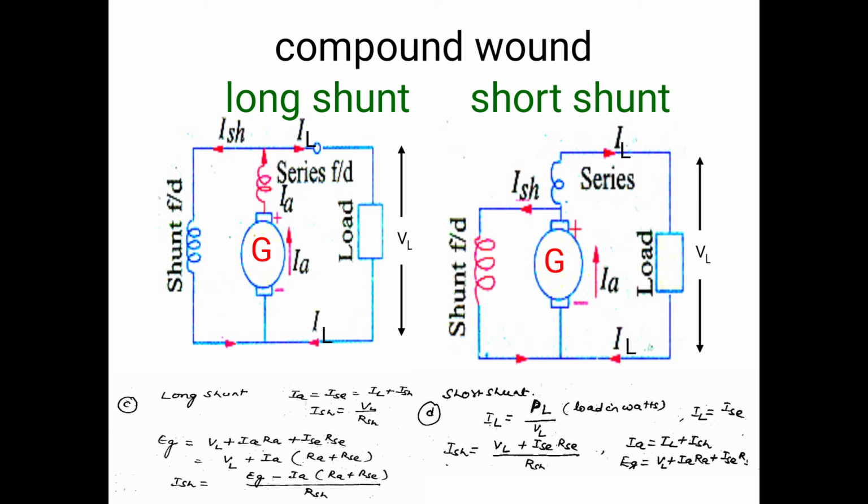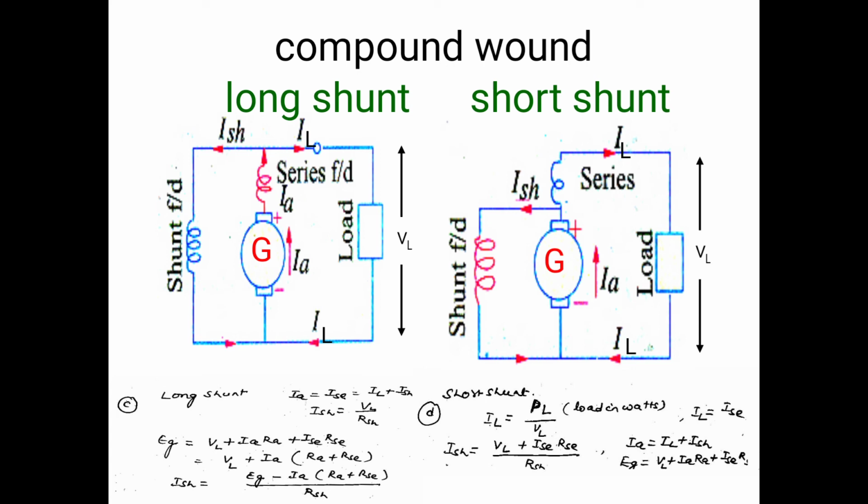Next, from this equation we can write VL equals EG minus IA into (RA plus RSC). So ISH equals VL by RSH. By substituting the VL expression, we get ISH equals EG minus IA into (RA plus RSC) by RSH.